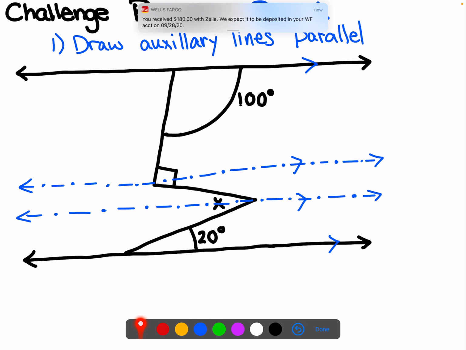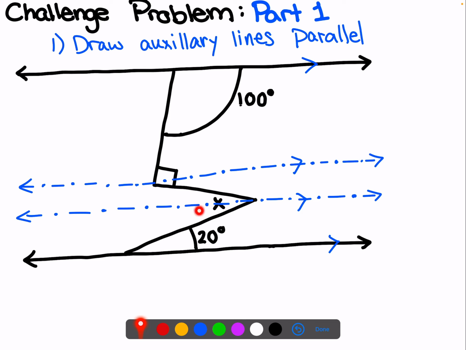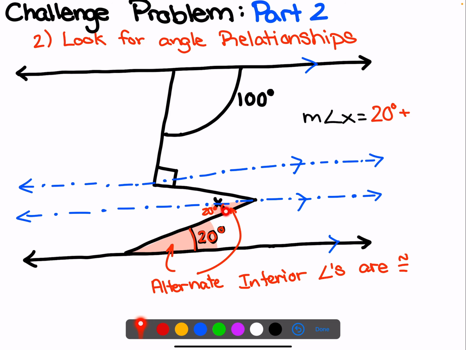So the next step is to look for angle relationships. If I look at these two angles here, I notice that this bottom angle is 20 degrees. I need to find this top angle. The angle relationship between these two angles is that they are alternate interior angles. And alternate interior angles are congruent. So if this is 20 degrees down below, this will be 20 degrees up top. So that first bottom half is 20 degrees.